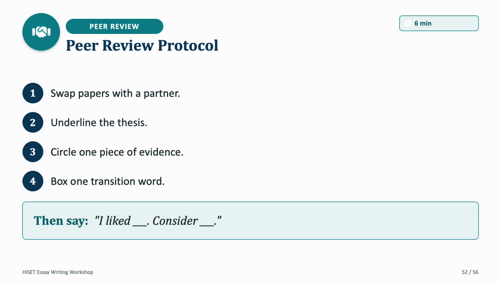Now we're going to do a short peer review. Exchange papers with a partner. You're not grading your partner. You're helping your partner find the important parts of the essay. Okay? First, underline the thesis. Second, circle one piece of evidence. Third, put a box around one transition word.